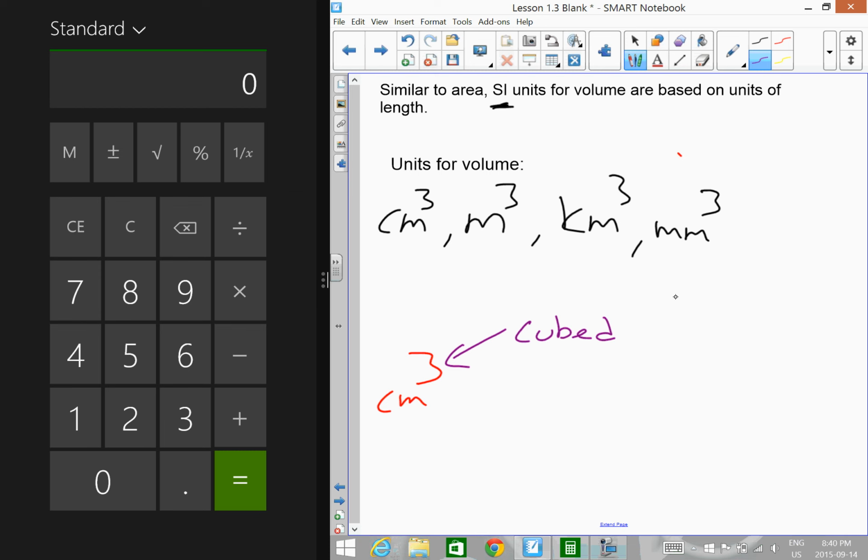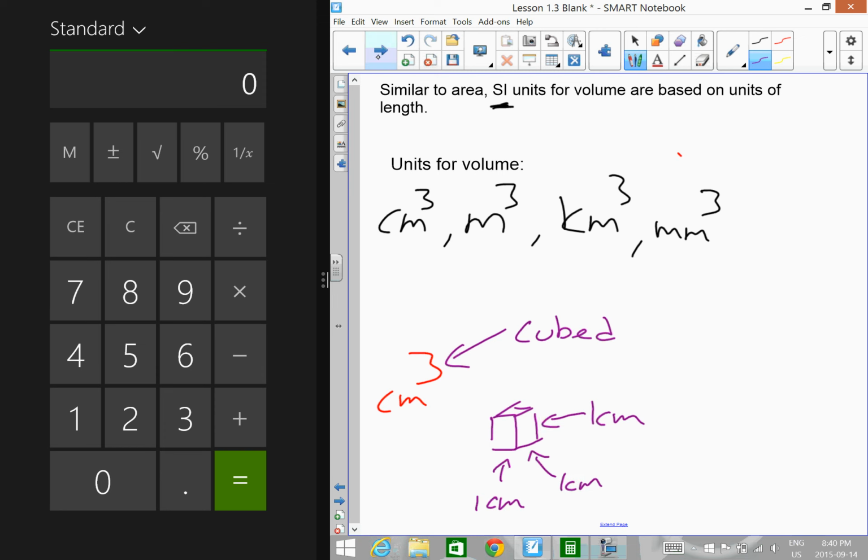The 3 means cubed. What that means is it's telling you how big the cube is. This means a cube with side length of 1 centimeter. So if I was to build a little guy like this, it would be a cube, and each side is 1 centimeter. That's 1 centimeter, that's 1 centimeter, and that's 1 centimeter. So that's what each thing means. Now if it was a meter cubed, all the sides would be 1 meter.